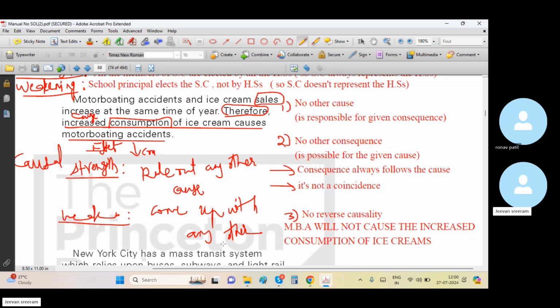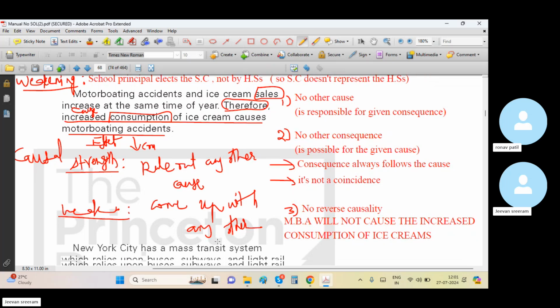In the adjoining city, increased ice cream consumption has not led to accidents. There is a cause, but there is no consequence. That's also consequence always follows the cause: if you come up with a case where the consequence won't follow the cause, there is a cause but no consequence. Even no consequence is a different consequence. So that's how you can actually weaken the argument. Clear?